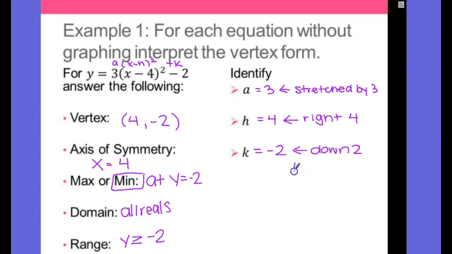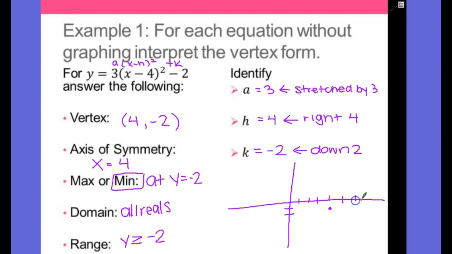I know it's not on there, but if you were to sketch this, think about what this just said. It said it moved right 4. So I'd go 1, 2, 3, 4 to the right, and down 2. So my vertex would be over here instead of at 0, 0. That's the difference from yesterday.